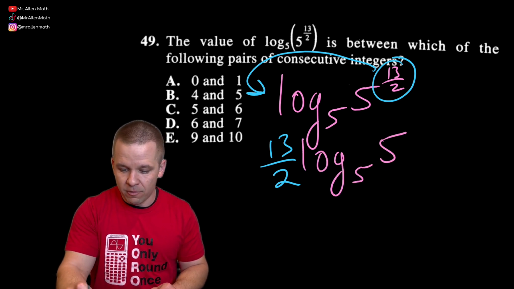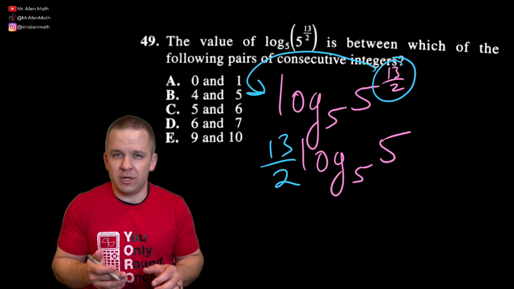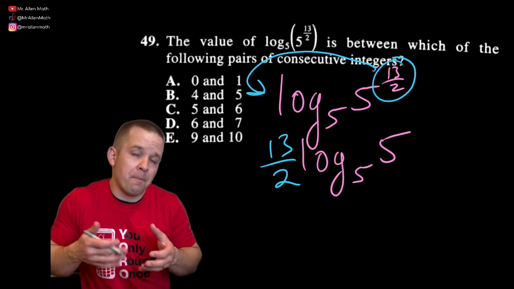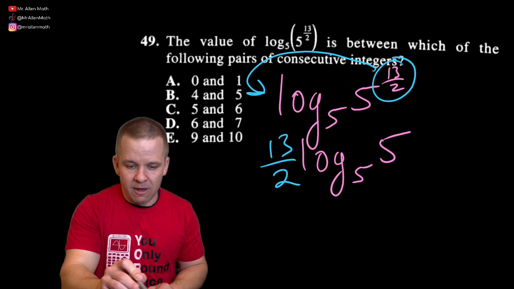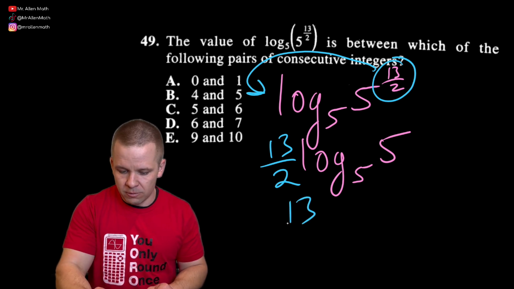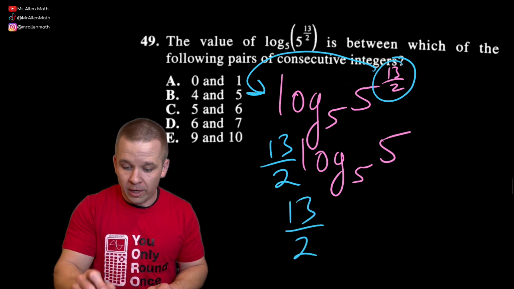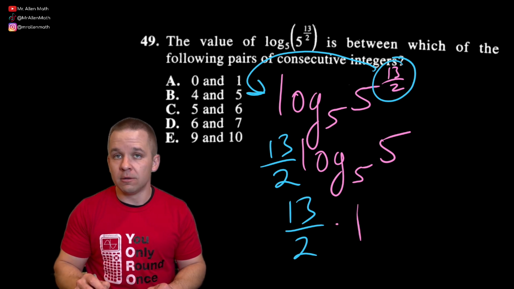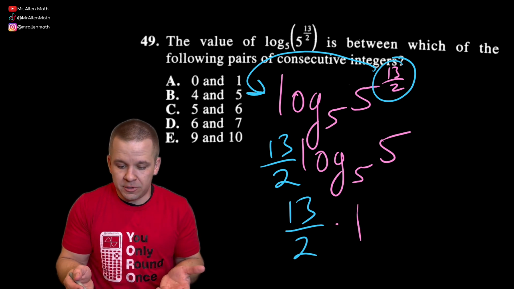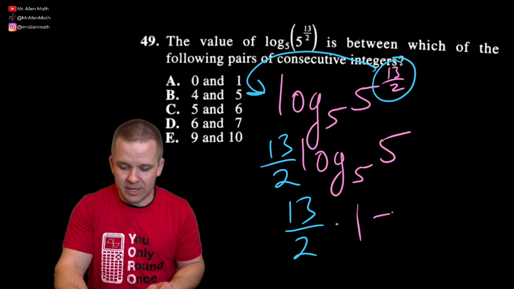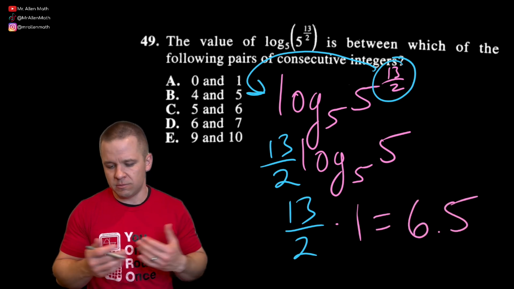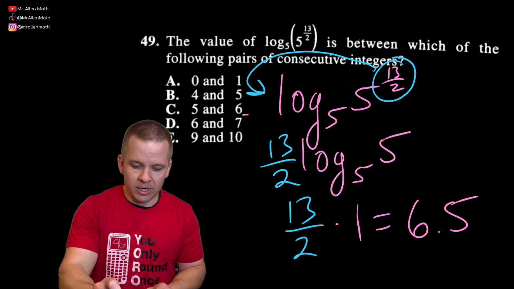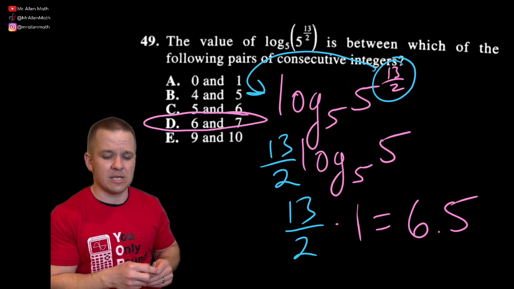base 5 of 5. Well, log base 5 of 5 is evaluated as saying 5 to what power is 5? Well, 5 to the first power is 5. So now I have 13 over 2 times 1, right? And 13 over 2 times 1 is just 13 over 2. Well, that's what, 6.5, right? 12 divided by 2 is 6, so 6.5. So we're looking like choice D right here, between 6 and 7.